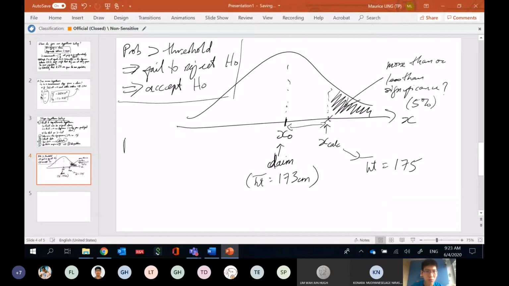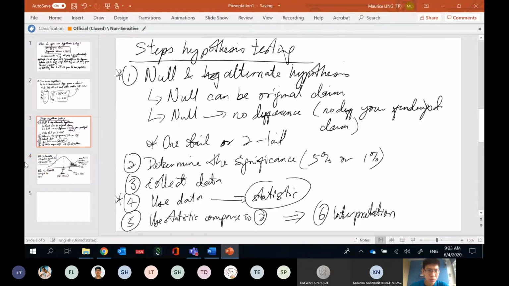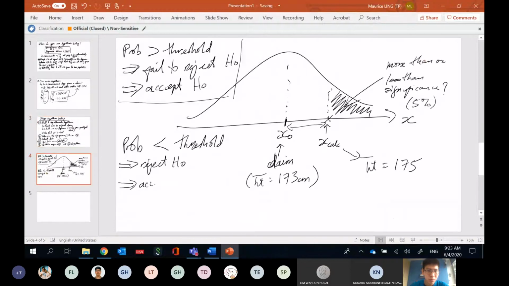The second one is when the probability is less than the threshold. When the probability is less than the threshold, that means the chance of the null hypothesis being correct is less than 5%, maybe 3%, maybe 1%. So we reject the null hypothesis. Because we reject the null hypothesis, we actually have to accept the alternate hypothesis. So this is the second scenario.